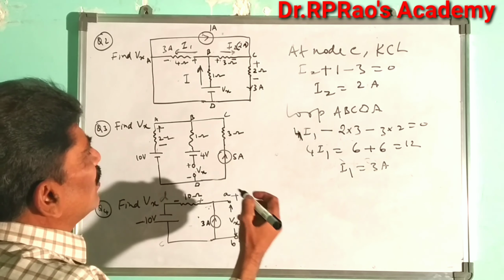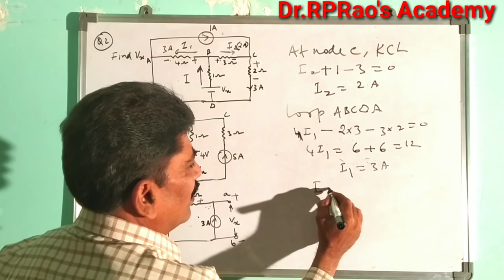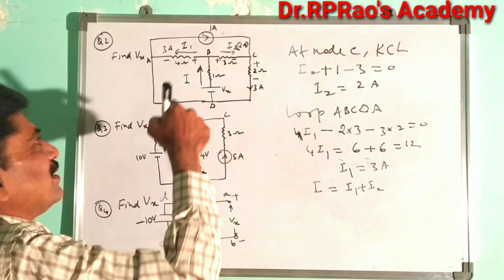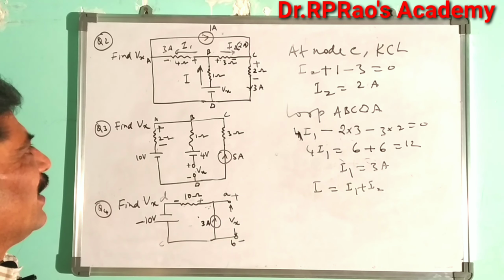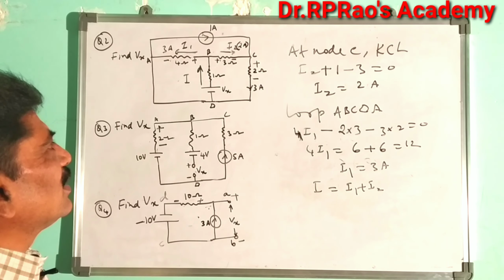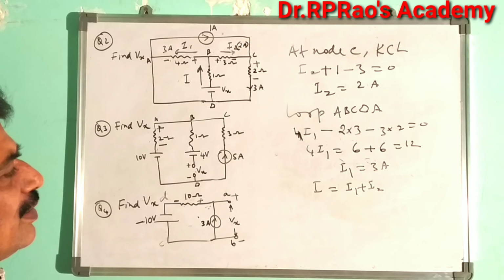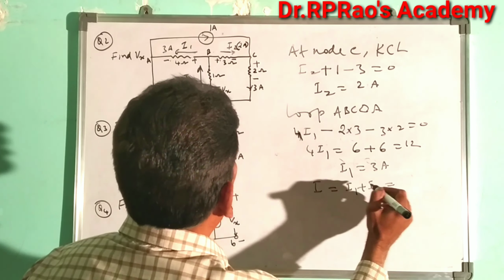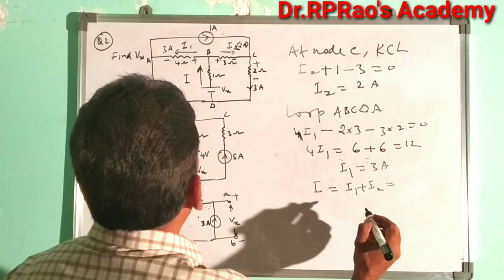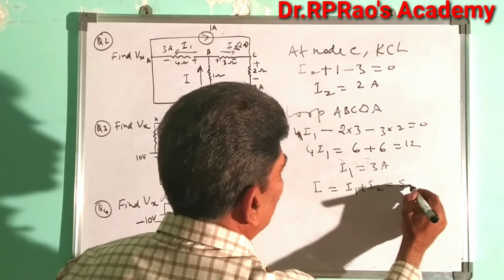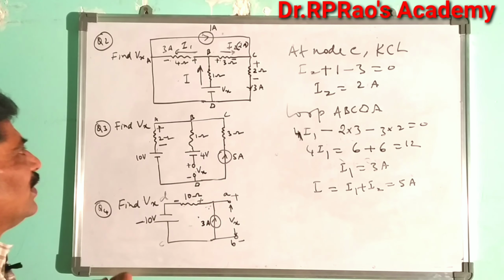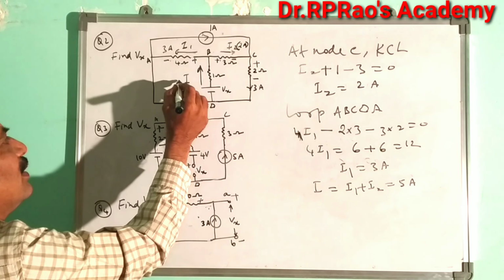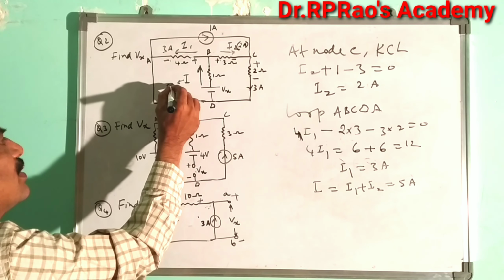When I1 and I2 are known, I can be evaluated. I is equal to I1 plus I2, or you can apply KCL at node B to find I. I is the current which is approaching and I1 and I2 are leaving. So I is equal to I1 plus I2. I1 is 3, I2 is 2, so it will be 5 amperes. I is 5 amperes.